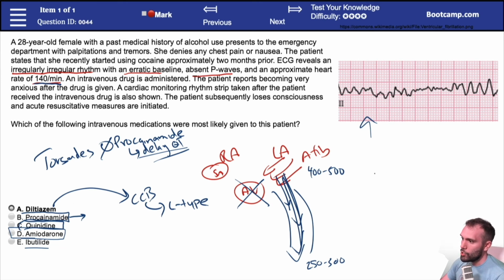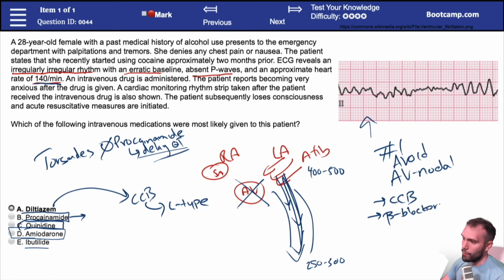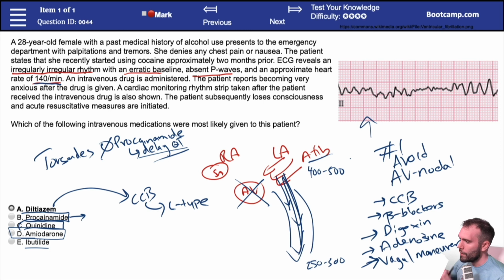But in general, in this patient that we're talking about in this question, the number one thing you want to avoid is going to be AV nodal blocking agents. Specifically, we're talking about calcium channel blockers. We're talking about beta blockers, because they act very strongly at the AV node. We want to avoid digoxin, because digoxin will increase our vagal tone. We would definitely want to consider avoiding adenosine in this patient, and we would also want to avoid vagal maneuvers. Anything that's going to block my AV node in this patient is going to make this AFib a lot worse. We're going to get the ventricles bombarded with signals.